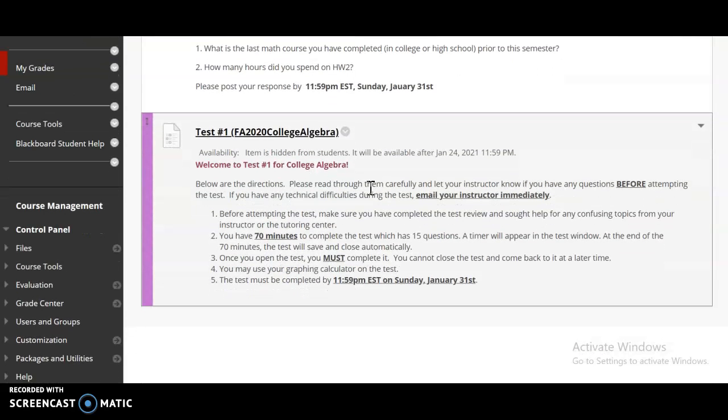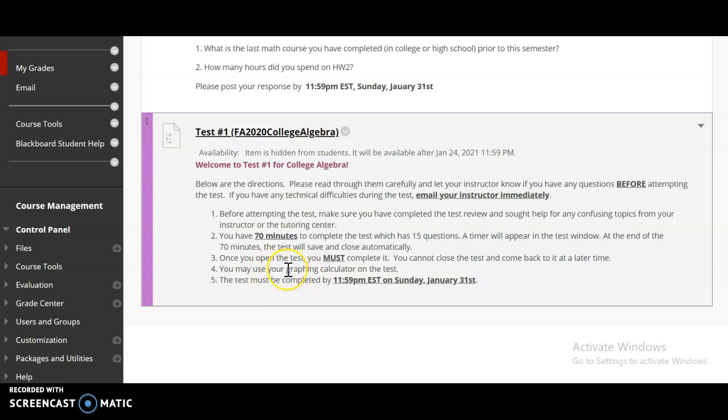I have all of the important rules written out. Basically, you have to complete the test review before attempting the test, because if you open up and start the test, the clock will begin, and you have exactly 70 minutes to complete the test. It has 15 questions, and after 70 minutes, the test will save and close out automatically. So again, once you open the test, you have to complete it in one sitting. You can't leave the test and come back at a later time.